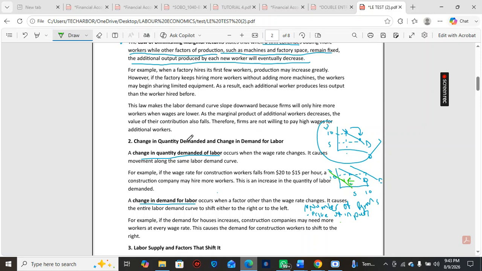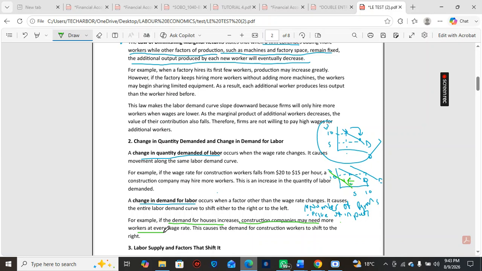Difference in change in quantity demanded and change in demand for labor. Are there any questions here? Or they asked for an example. For example, if the demand for houses increases, construction companies may need more workers. So for example, let's say people are building.